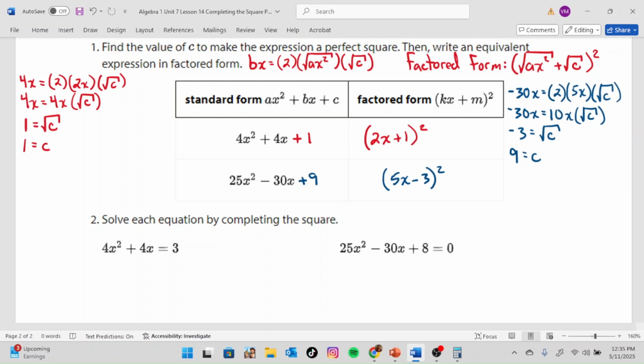Now let's check the answer. 5x times 5x is 25x squared. 5x times negative 3 is minus 15x, times 2 is minus 30x. And negative 3 times negative 3 is positive 9. These are the correct answers for the second example.